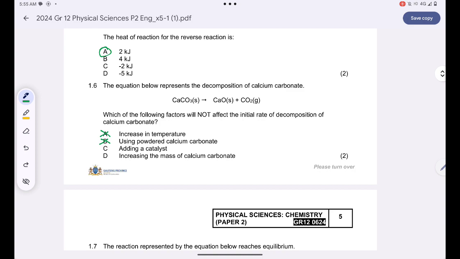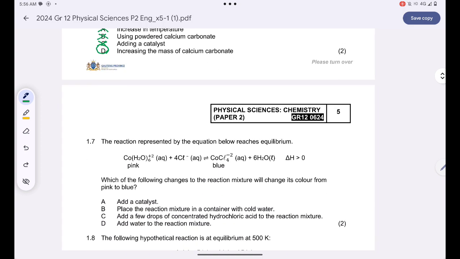By virtue of adding a catalyst, guys, you will speed up your reaction rate. And if you just increase the mass of calcium carbonate, we will not increase the rate of reaction. Why? Because this substance over here is not in aqueous solution, it is a solid, so we cannot find the concentration of it. So this change will never increase the rate of reaction.